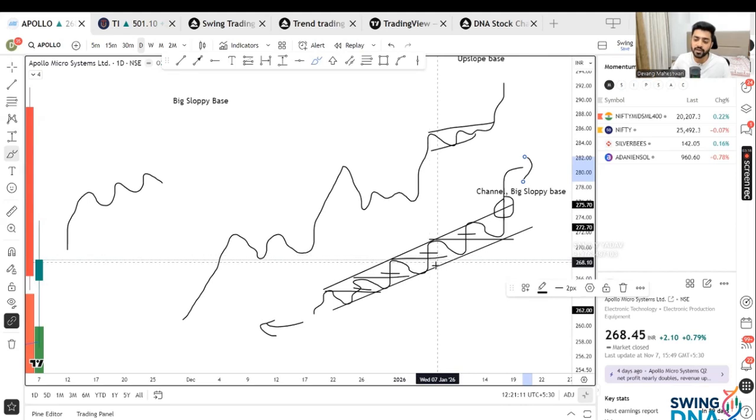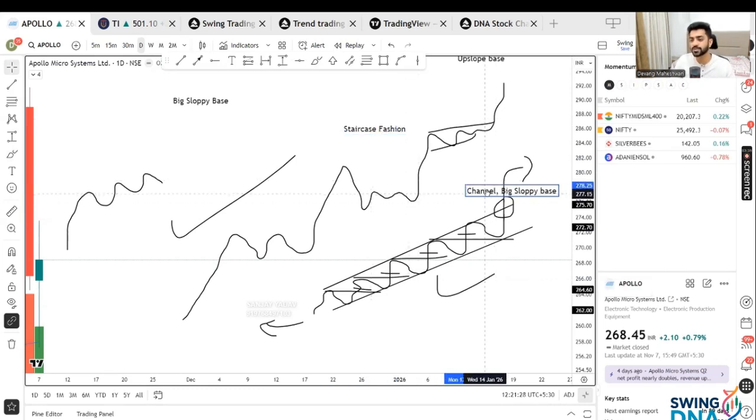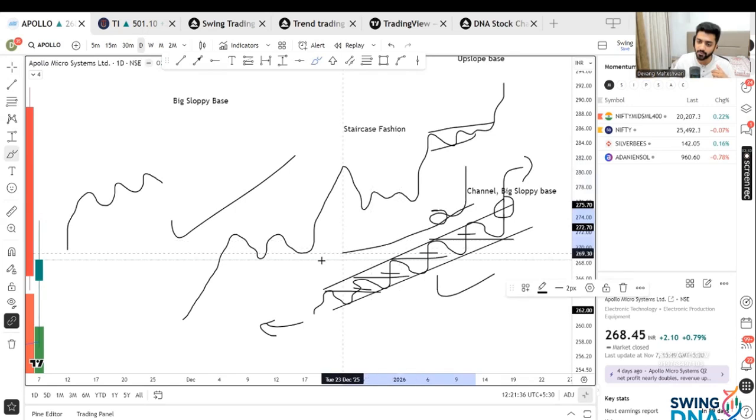It's telling you I move like this, so respect it. You have to respect it then. It tells you that I move like this. This is more of a staircase fashion. This is more like a staircase fashion. And this is not staircase fashion. Okay, this is a big slope. This is looking like a slope now.